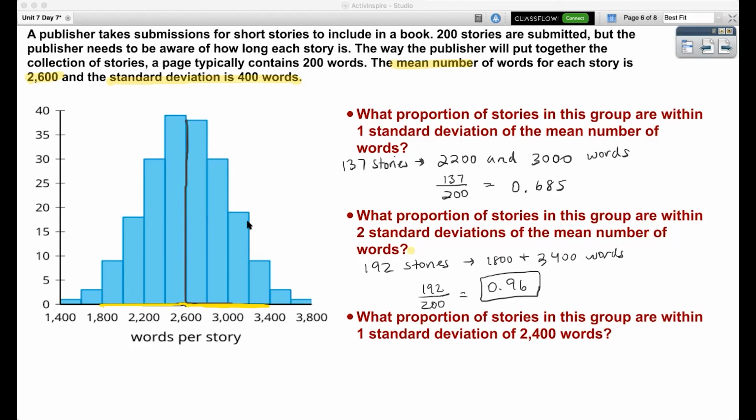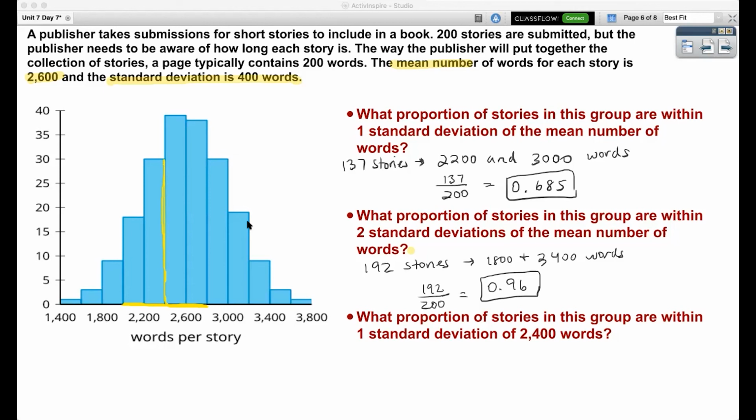Okay, last question. Now this one is asking about what proportion of stories in this group are within 1 standard deviation of 2,400 words. So instead of looking at the mean, I'm now going to look at where 2,400 words are. So I'll go ahead and highlight that too. Here's my 2,400. And since my standard deviation is 400, I'm going to add 400 to 2,400. So I know I'm going to be looking at the interval from 2,400 to 2,800. And I'm also going to subtract 400 from 2,400. So I'm going to also be looking at the interval from 2,000 to 2,400.